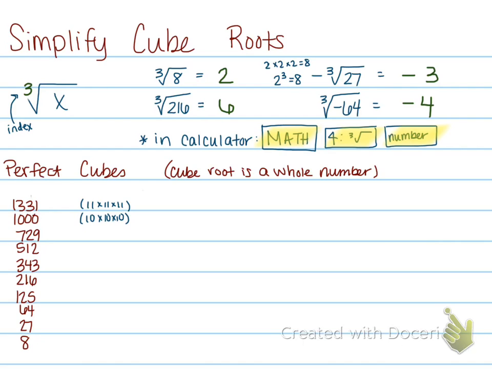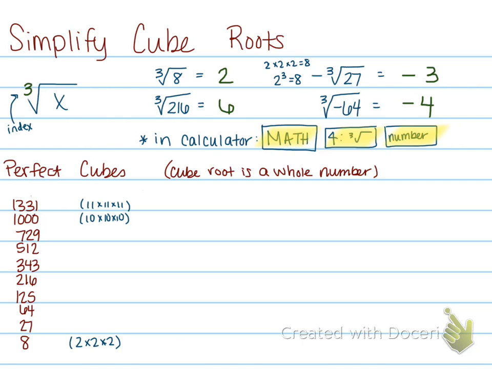I build my list down from here. So I would do 10 times 10 times 10 to get 1,000. I once again build my list all the way down to 2 times 2 times 2, which, as we saw above, was equal to 8. If you want to add in 1 times 1 times 1, you can, but it's always just going to be 1. Whether it's square root or cube root, it's still going to be the same number.